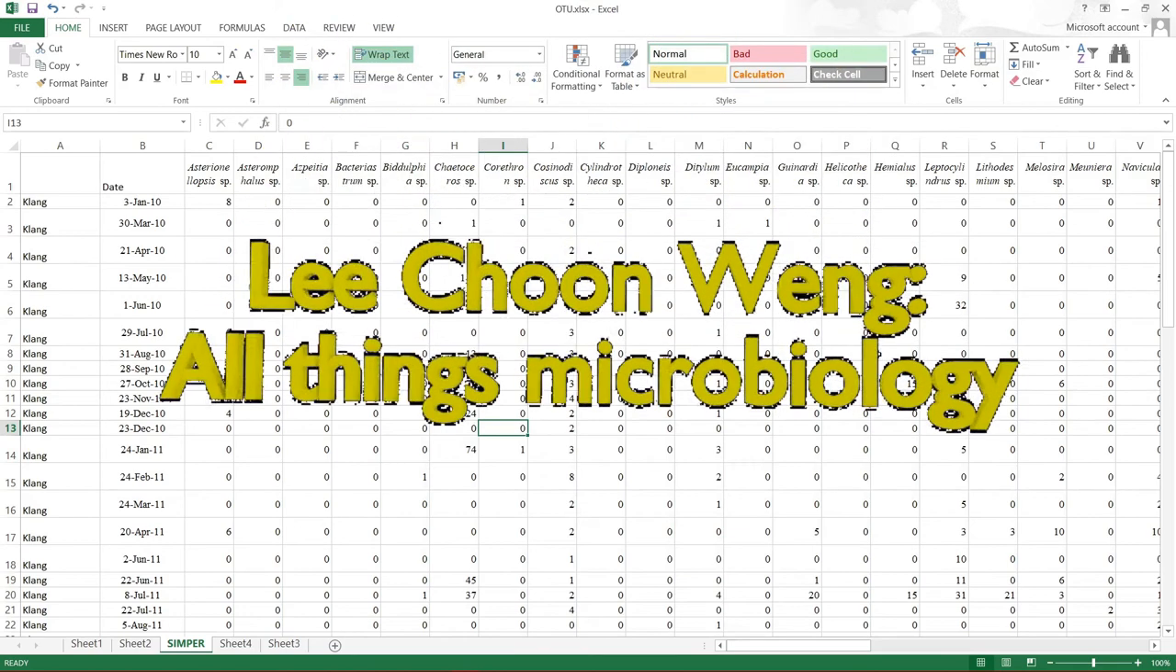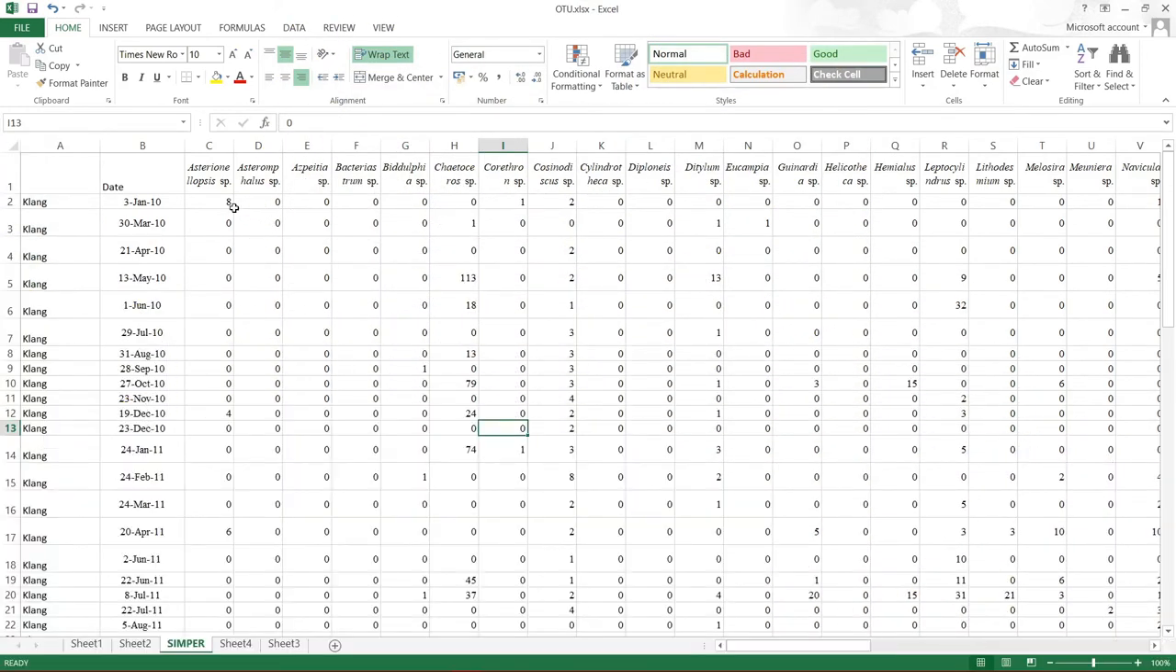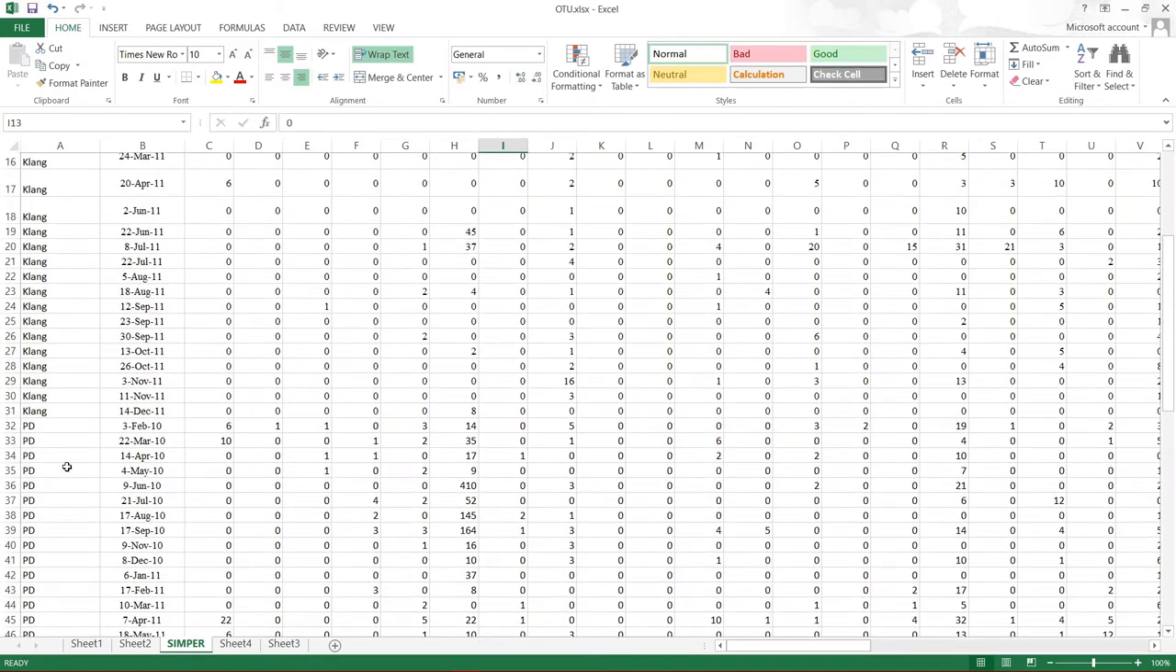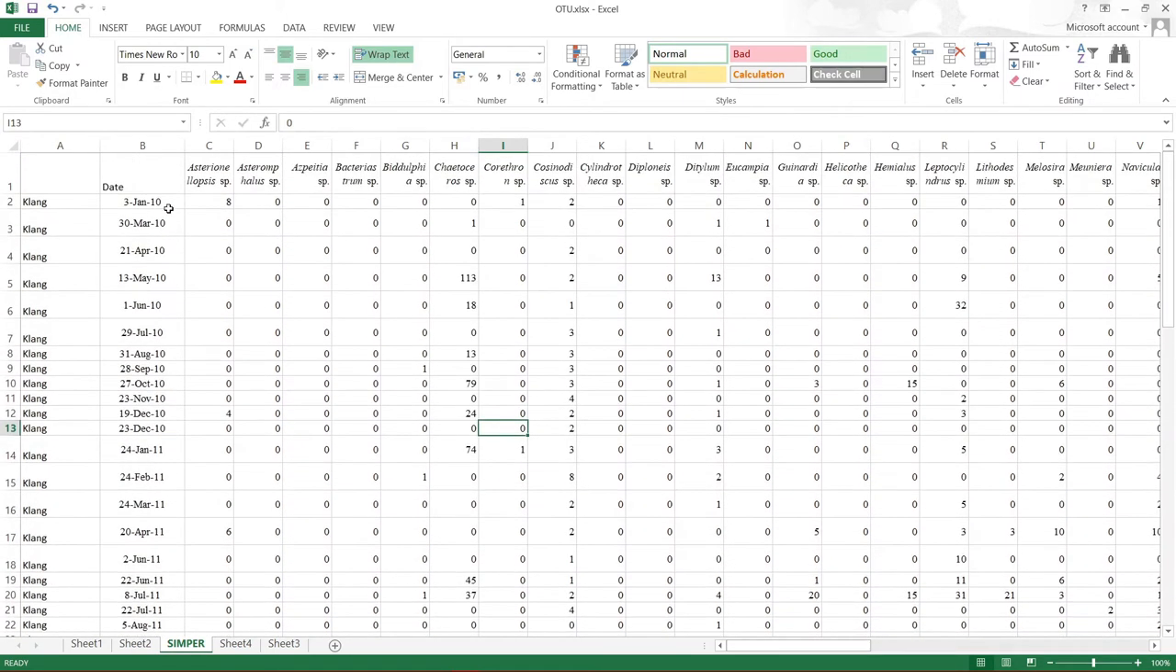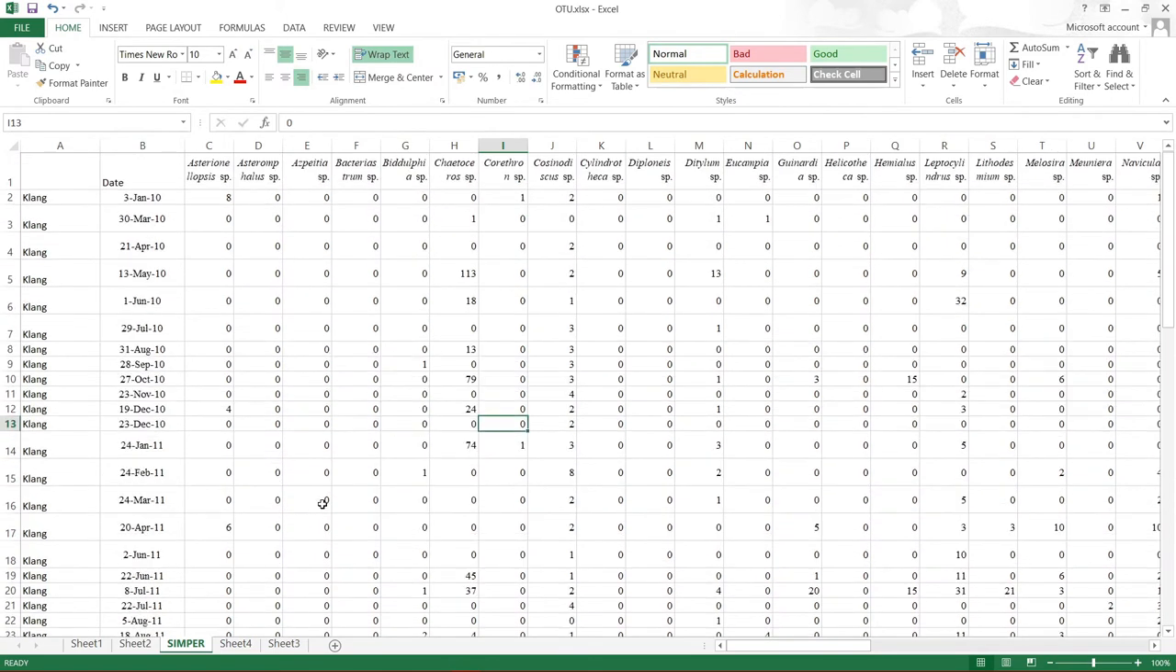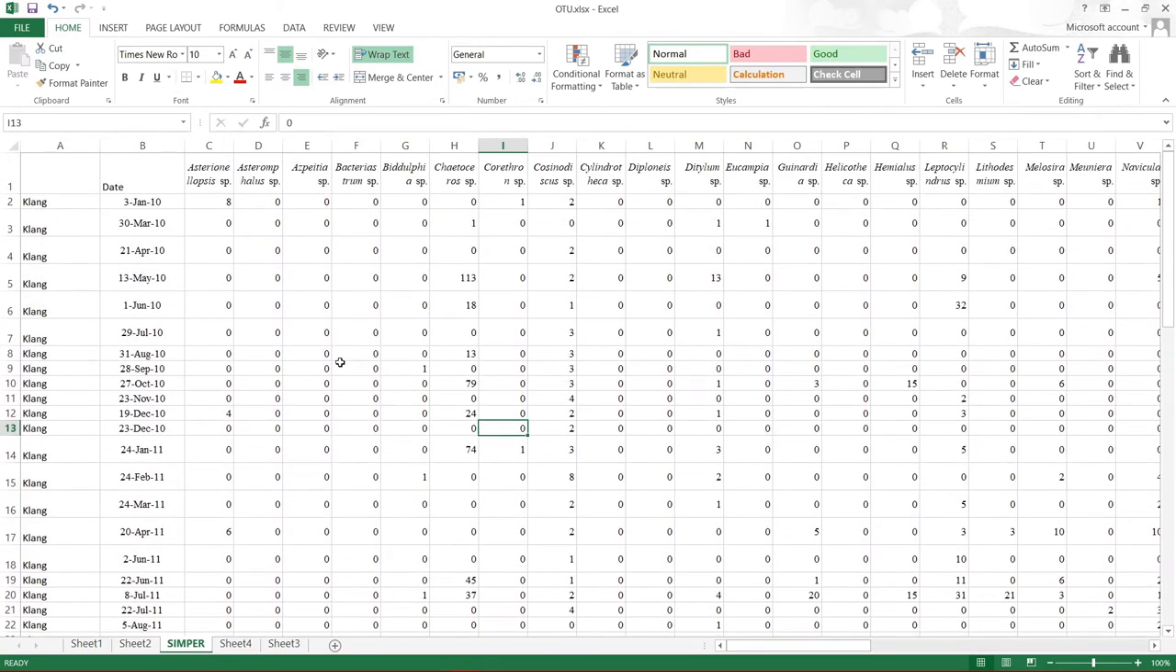We have diversity data for phytoplankton collected at two stations, Klang and PD, over several months. So what we are trying to do here is to use cluster analysis to see whether there is any pattern in the distribution of these phytoplankton species.